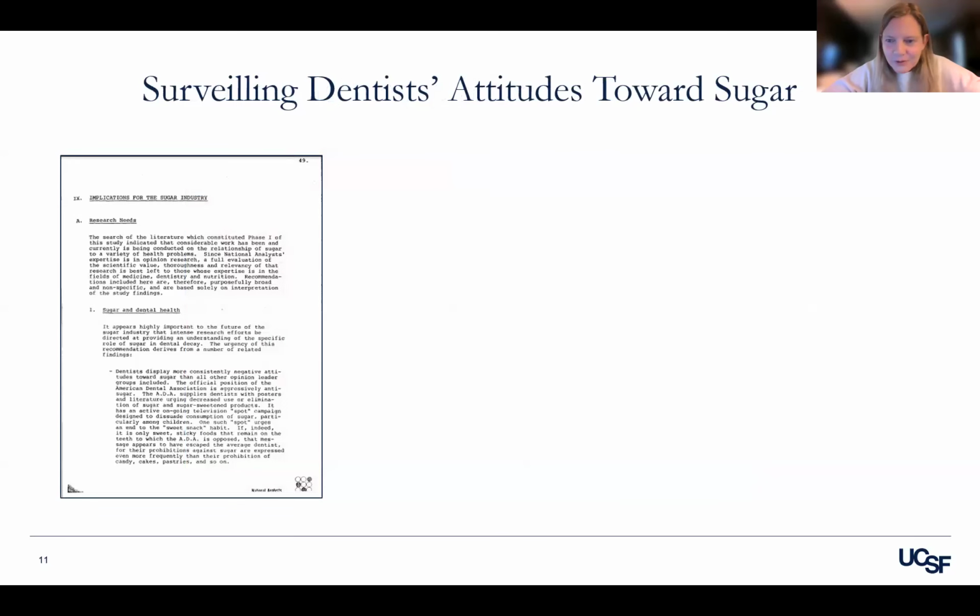And then they're also surveilling dentists' attitudes towards sugar. This is an example, again, from the 1970s, where the sugar industry hires public relations firms to do public opinion polls. They survey doctors and dentists and teachers and scientists and dietitians and nutritionists. And they want to know, are they anti-sugar or are they pro-sugar?